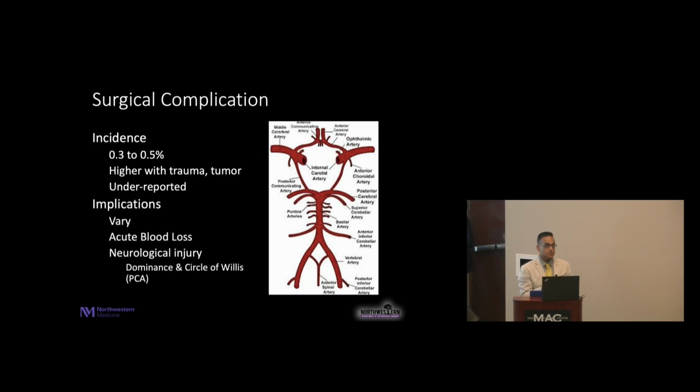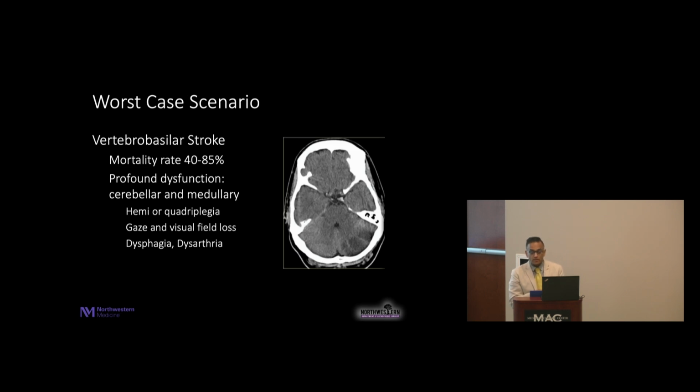And the implications of a vertebral artery injury can vary substantially, right? It can be obviously the acute blood loss and the local control that's needed, but also the potential for neurological injury, depending upon dominance and the status of the posterior circle. Worst case scenario would be a substantial or a severe vertebral basilar stroke. I've seen this only one time in my career, but it was devastating for that patient.